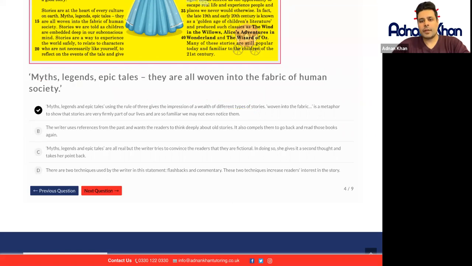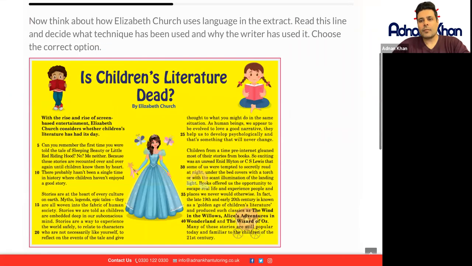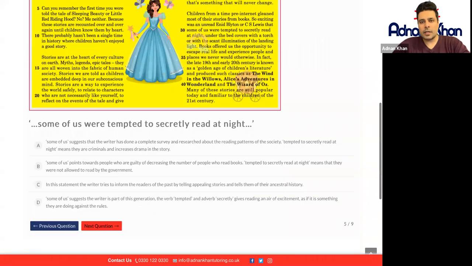Okay, that's good. So let's just lock that answer in, A, and move on to the next one. So this particular question says, now think about how Elizabeth Church uses language in the extract. Read this line and decide what the technique is, and why the technique has been used. So let's have a look at this line. So some of us were tempted to secretly read at night.